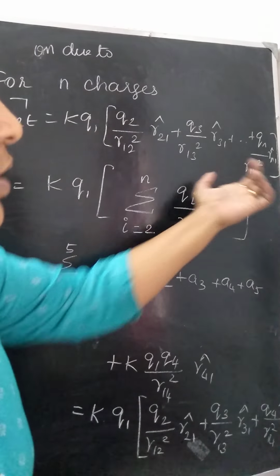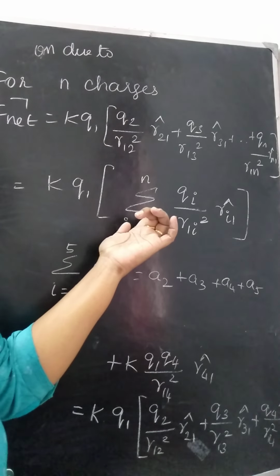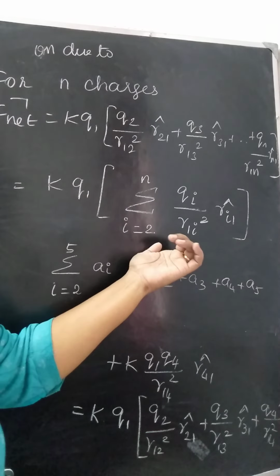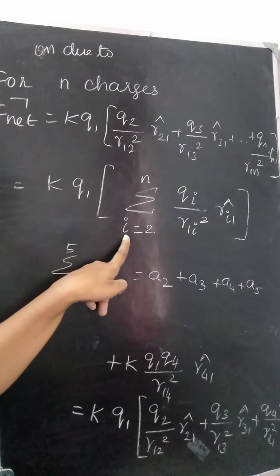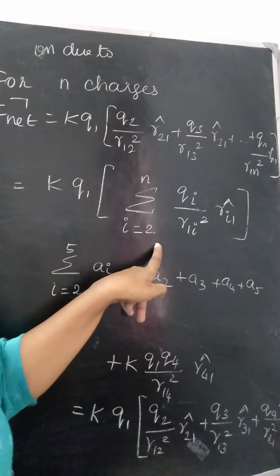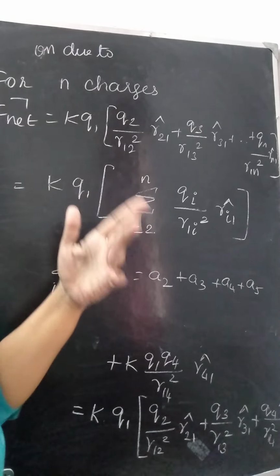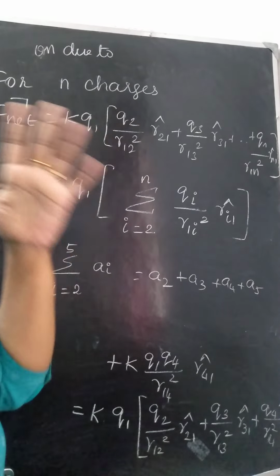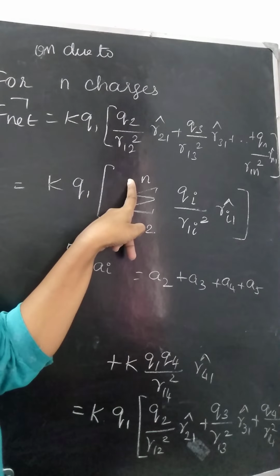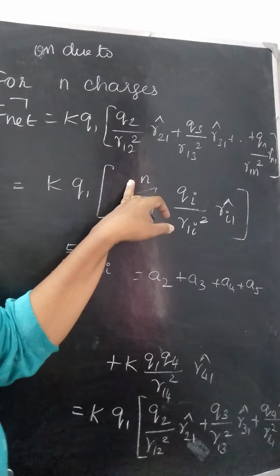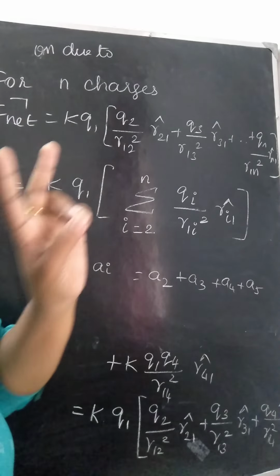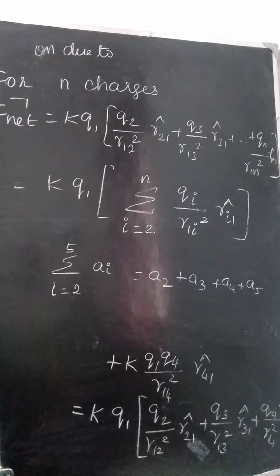As I am adding all the values, this summation gives you, in short, an indication that we have to add the terms and replace the I value from 2 to n: 2, 3, 4, 5, 6, 7, 8 and goes up to n values. This is known as the limit. I equivalent to 2 to n means it starts from 2 and ends at n. Sure?